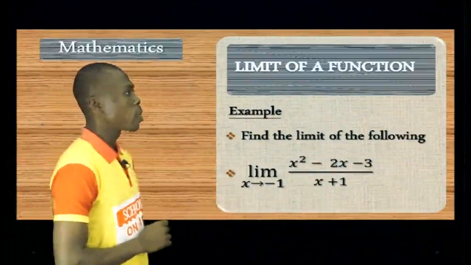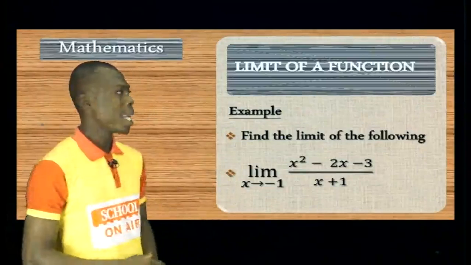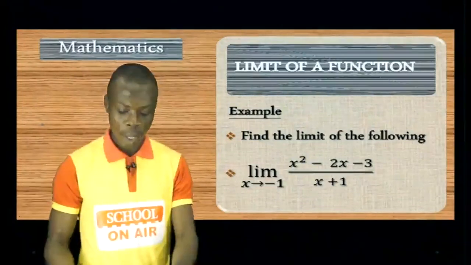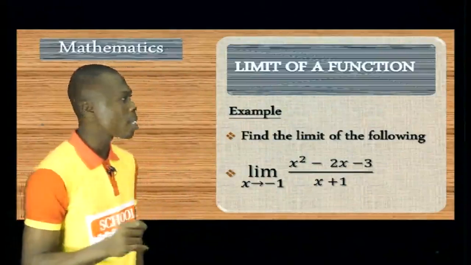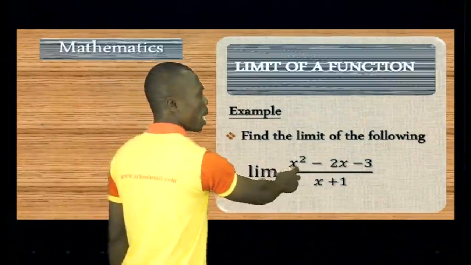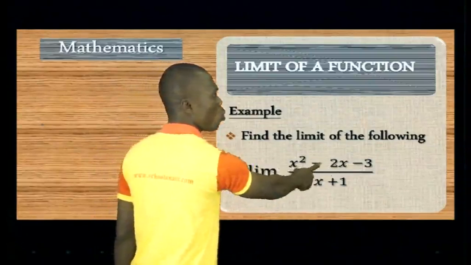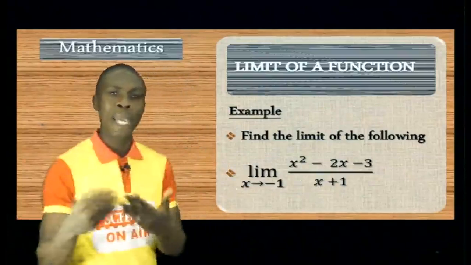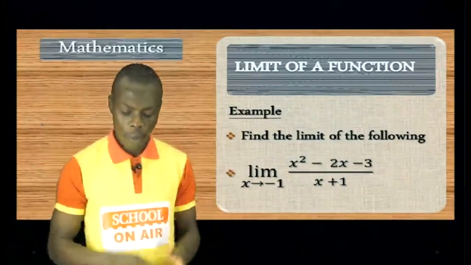The example says find the limit of x squared minus 2x minus 3 over x plus 1 as x approaches minus 1. You observe in this case that if you put the value of minus 1 in here, this will become 1, and this will become minus 2 into minus 1, which will give me plus 2. So I'm going to end up with 1 plus 2, 3, minus 3, 0. If you repeat the same thing in the denominator, this will also give me 0. So the numerator and the denominator become 0, which is indeterminate. So we think of other ways around it, which will be factorization.